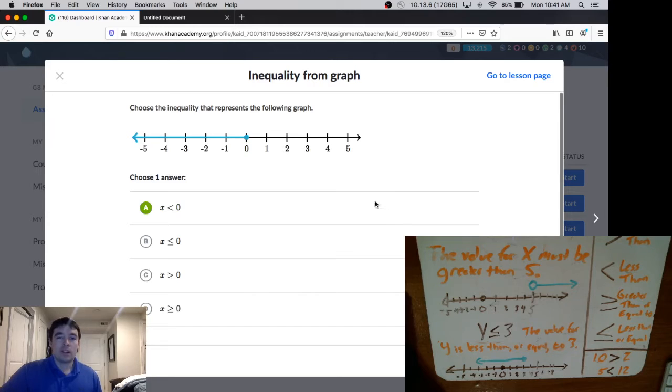For the next question now, we see a closed dot, and that closed dot sitting right on the 0. And the blue arrow moves to the left. So this is very similar to the first one we just saw, but because it's a closed dot, I'm going to be picking the less than or equal to option. So I'm going to pick x is less than or equal to 0.